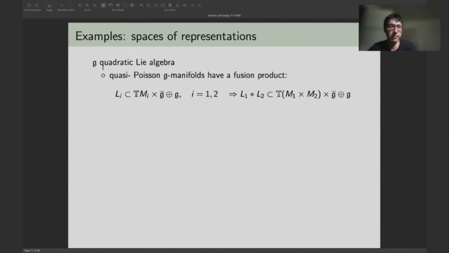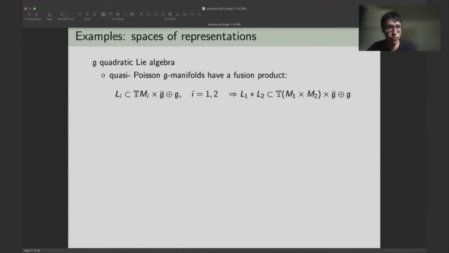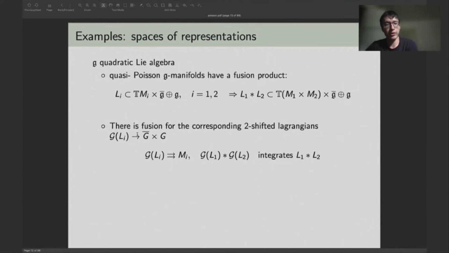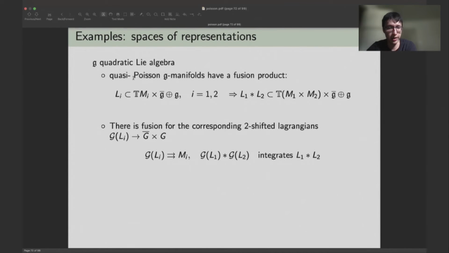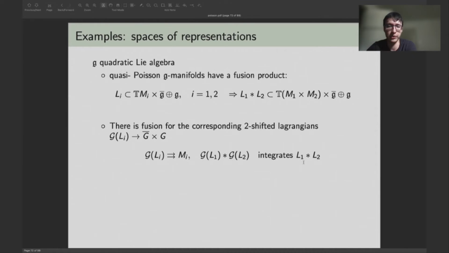In terms of the associated Dirac structures, this fusion can be explained as a certain fiber product. And it turns out that there is fusion for the corresponding two shifted Lagrangians. If these Lie algebroids are integrable, they integrate to some two shifted Lagrangian groupoids, and we can fuse them as well, by just considering the fiber product of the second factor of one of the moment maps with the first factor of the other moment map. That's fusion of two shifted Lagrangians. And the fusion of two shifted Lagrangian groupoids integrates the fusion of the corresponding quasi-Poisson G manifolds.